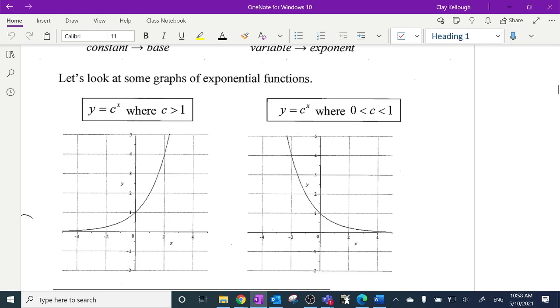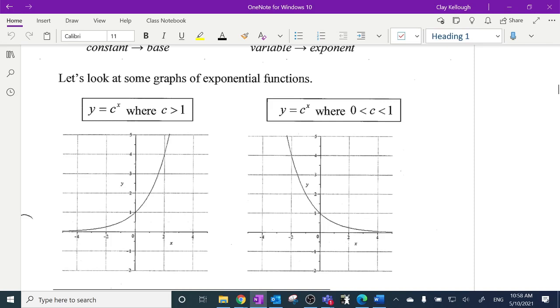What if the thing I'm multiplying by itself over and over again is a negative? Well, even a negative to the power of 0 is 1. So it's still going to go through this point when x is 0, y is 1. But it's going to be sloped downward, a downward curve. And notice for both graphs, the x-axis is an asymptote.